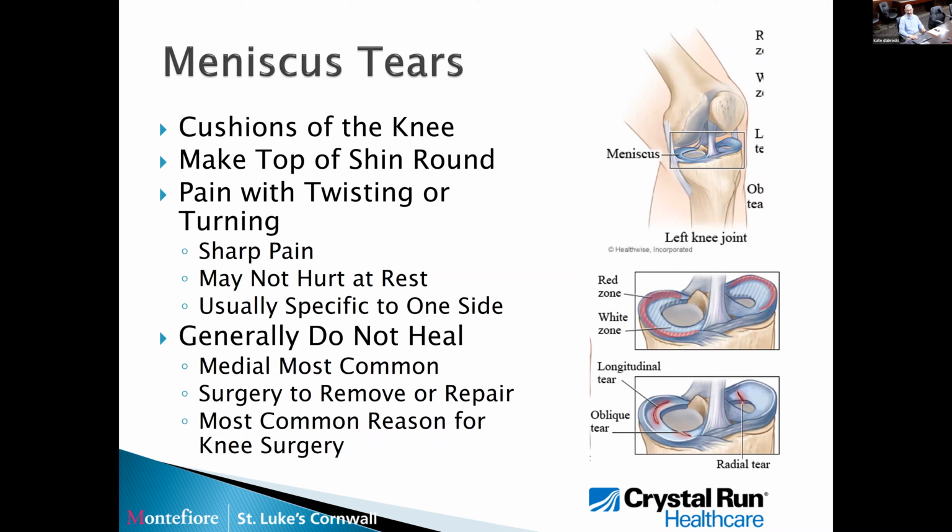Meniscus tears, as we talked about, the meniscus or the menisci are the cushions of the knee. And the reason they're there is, in addition to providing cushion, they actually round out the top of the shin bone. The top of the shin bone is relatively flat. The bottom of the thigh bone is rounded, so it helps to create the proper contour for that. And the symptoms of a meniscus tear generally are pain with twisting or turning. There's a lot of other things that cause this, but that's a symptom that's very, very commonly found with meniscus tears. You get kind of a sharp pain with this.